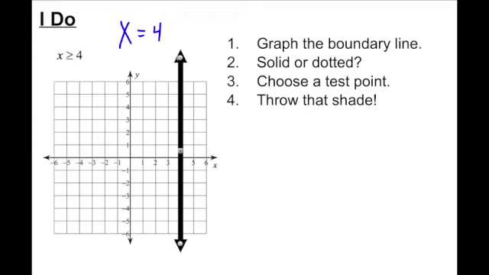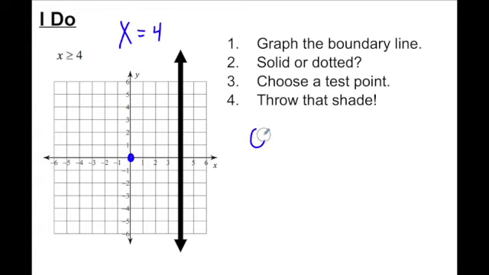Well, remember, if you look along this line, every single point along the line, for example, (4, 0), (4, 1), (4, 2), (4, 3), (4, -4), (4, -6), every single point has an x value that is equal to 4, as this equation, x equals 4, says. So again, we pick our test point, (0, 0).